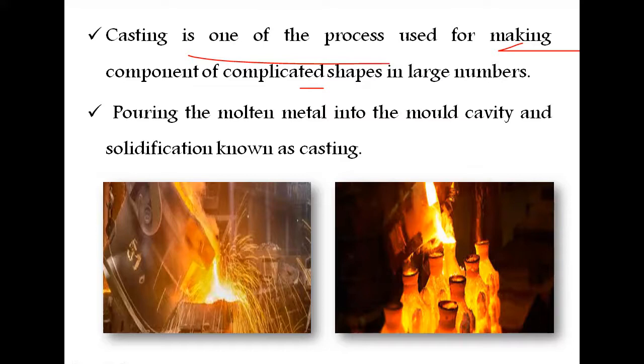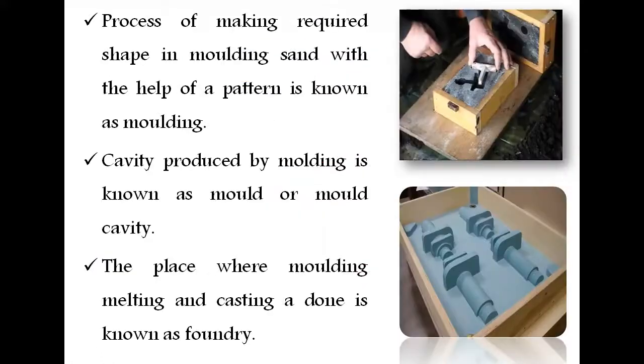Here we pour the molten metal into the mold cavity. In this place, the liquid metal is converted into solid. This is known as casting. Finally, to remove the unwanted material and get the desired shape of the component, this is called casting.